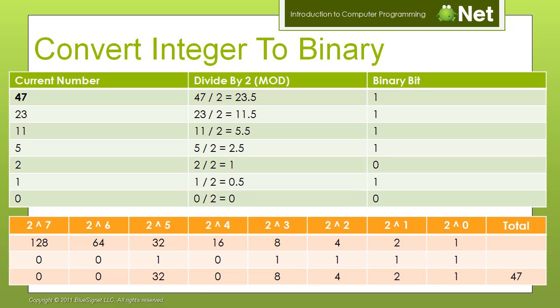Here's just another example. We're not going to spend too much time on this, but here's taking 47, converting that to a binary number, and converting it back. This is just another example of converting a number from decimal to binary, and from binary back to decimal.